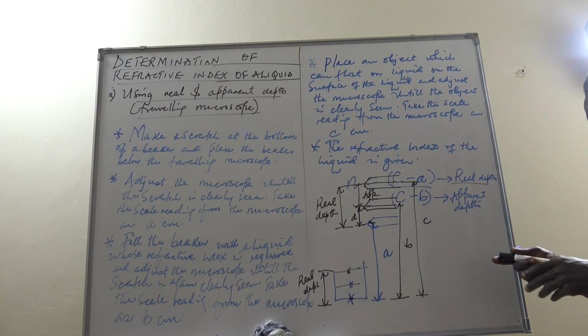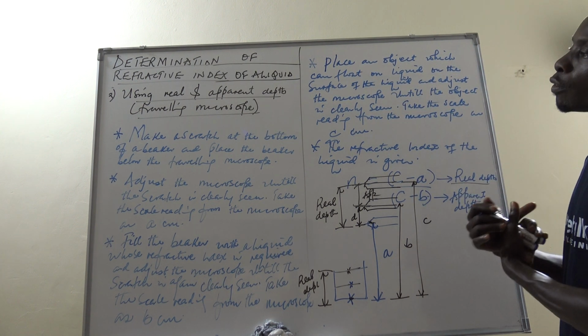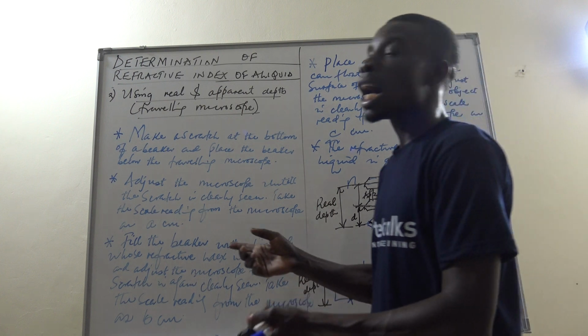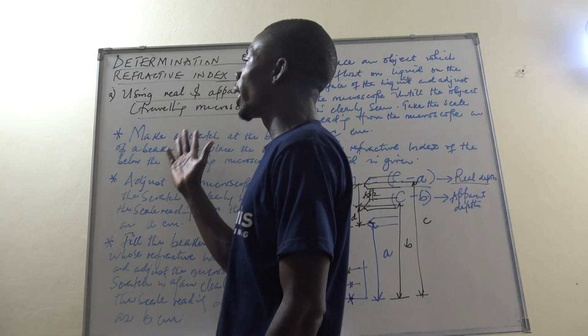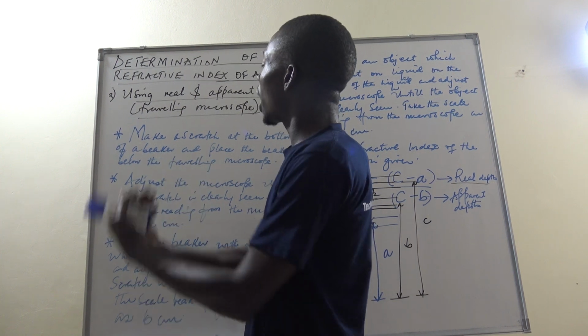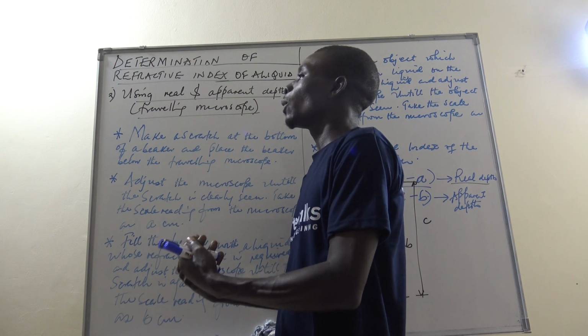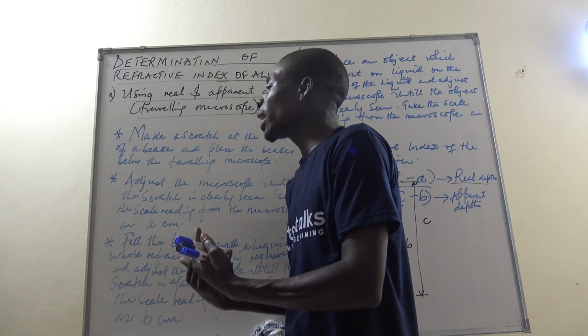So, that is basically how we can determine the refractive index of a liquid using real and apparent depths and using a traveling microscope. We shall again look at using real and apparent depths, but when we are using a pin, that will be in our next coming episode.